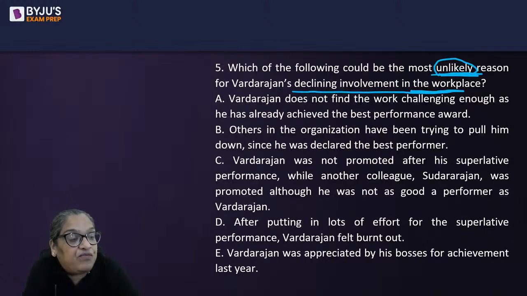Question number is 5. Give me your answers. Last year's best performer: you have been getting complaints that he's not performing well this year, from his immediate superior and from other employees. What is not a reason for his declining involvement? What are the likely reasons? Eliminate them and give me the right answer quickly. A, B, C, D, or E for question 5.